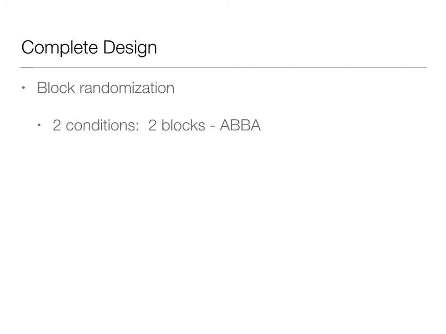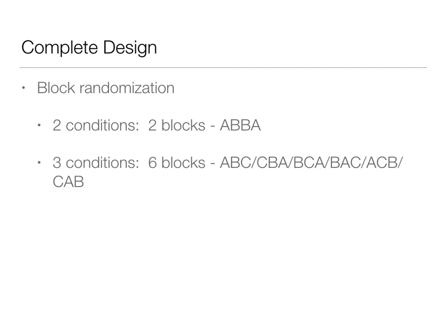So everything gets, and we would have the opposite. We'd have B, A, B too, right? So we have everything spread out equally within the participant. In 3 conditions, we start to get a lot more blocks, right? So we have 6 blocks, so that gets a lot harder.